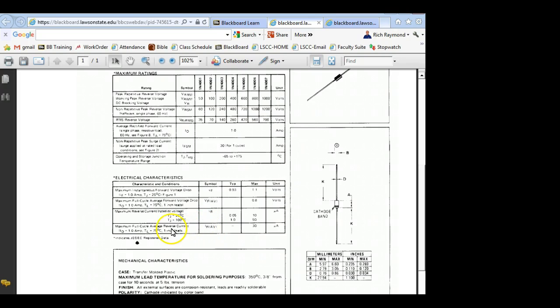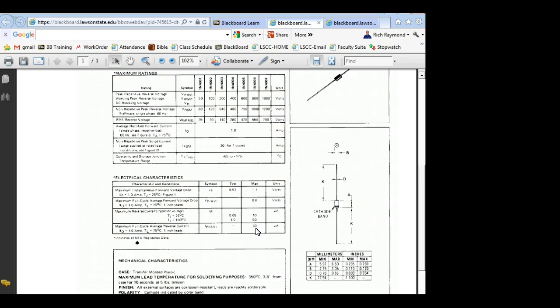Y'all got any questions on this? Maximum full cycle average reverse current. So this is our reverse leakage current, and what's that? Maximum 30. If we let it get above 30, it's going to cause problems, but it shouldn't get above 30 as long as we stay below the breakover. 30 microamps, which is basically nothing, right, compared to 1 amp forward bias.